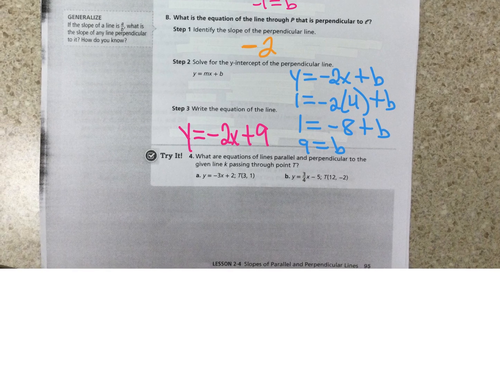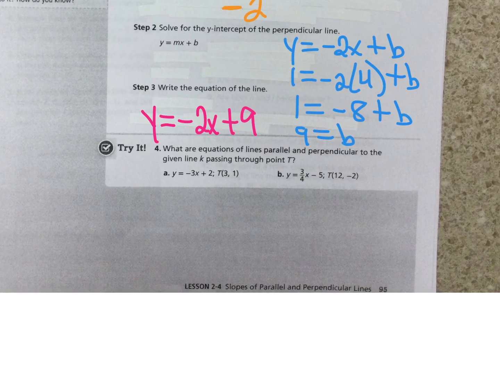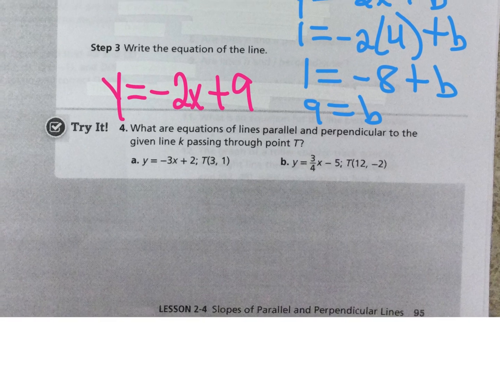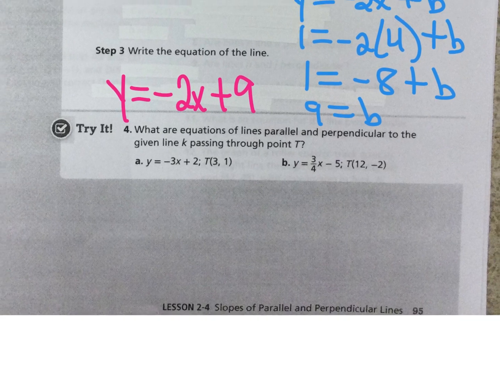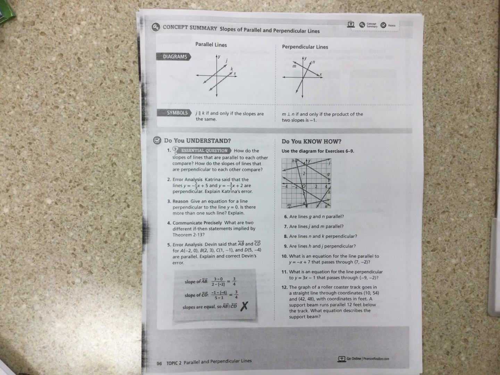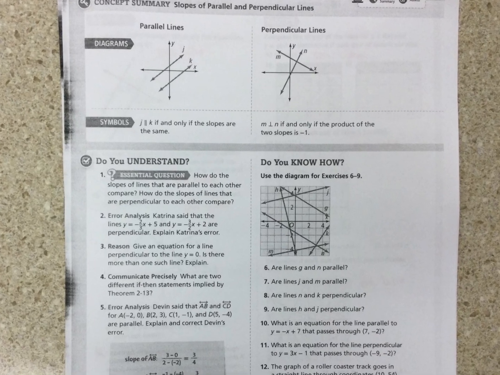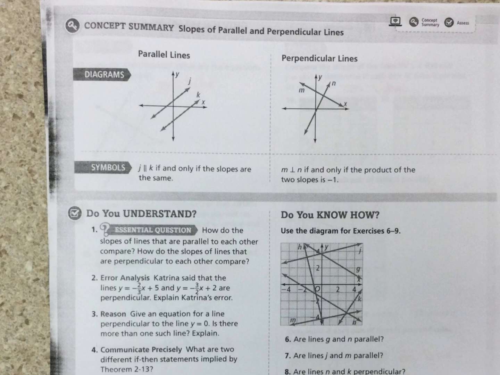So I need you, and I'm going to work with these with you, but in class. So I'm not doing them here. We're going to do them in class together. Parallel lines, if and only if the slopes are the same. Perpendicular lines, if the product of the two slopes is negative 1. All right, we will see you tomorrow.